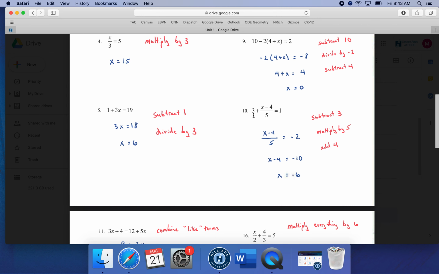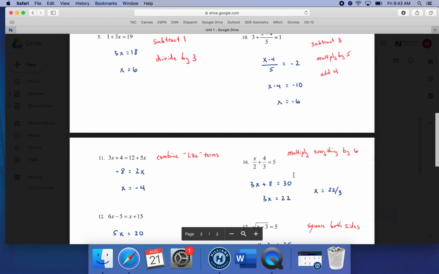Okay, 10. Again, do think about the reverse order of operations. I'm going to get rid of the 3 first, so I'm going to subtract by 3 and get this. Then I'm going to multiply by 5, right? This is dividing by 5, so I'm going to multiply by 5. Then I'm going to add 4 to get rid of the subtraction by 4. And again, feel free to check your answer.